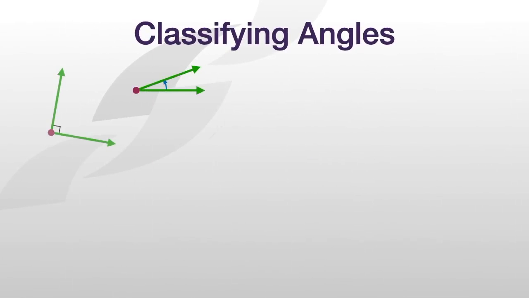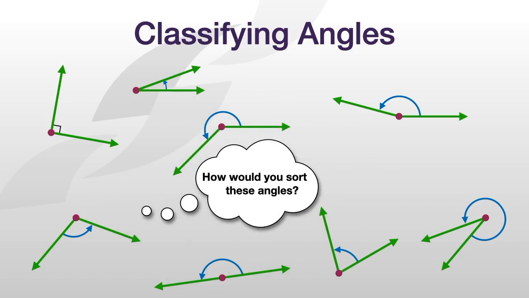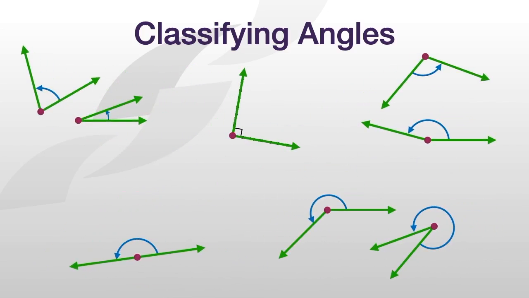The first key concept involving angles is how to classify them. Here are several angles that can be sorted into different categories of angle. How would you sort them? There are many correct ways these could be sorted, and perhaps you chose a different way. The way shown here is to sort them by their size, as related to 90 degrees and 180 degrees.